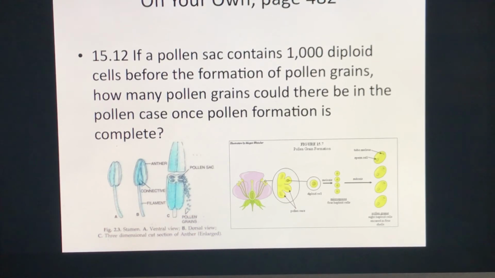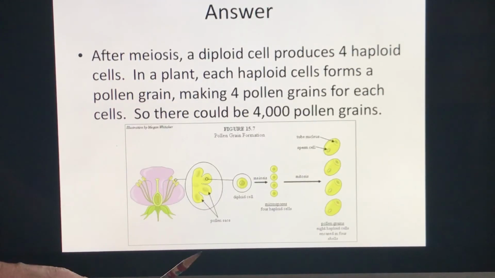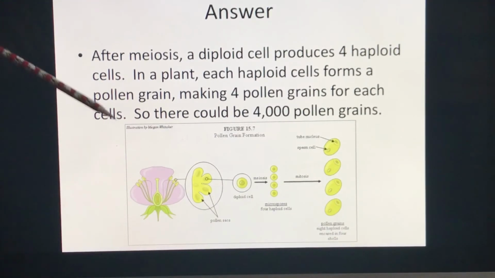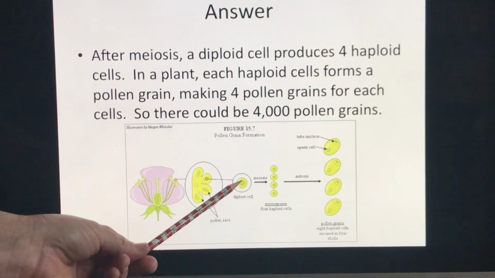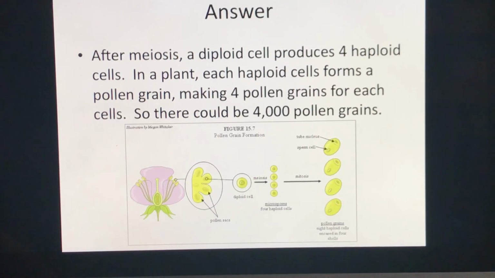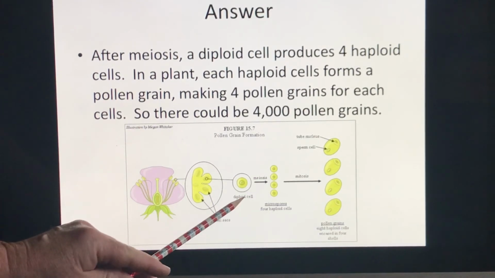All right, so let's take a look at On Your Own 15.12. If a pollen sac contains 1,000 diploid cells before the formation of pollen grains, how many pollen grains could there be in the pollen sac once pollen formation is complete? All right, so we're going to be looking at this figure here. So the answer is, 1 diploid cell produces 4 pollen grains. Then if you're starting with 1,000 of these, you multiply that by 4, and the answer is 4,000 pollen grains for every 1,000 diploid cells.